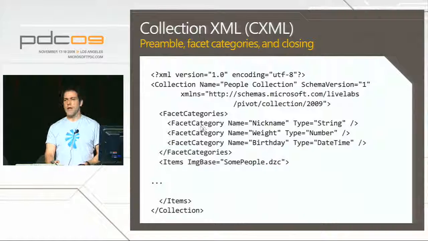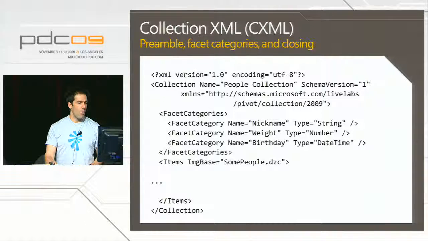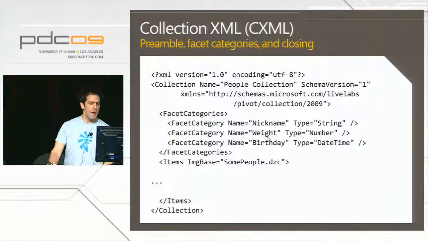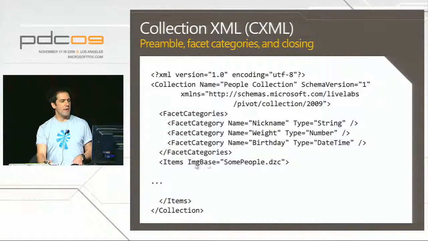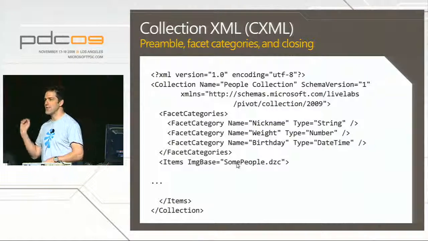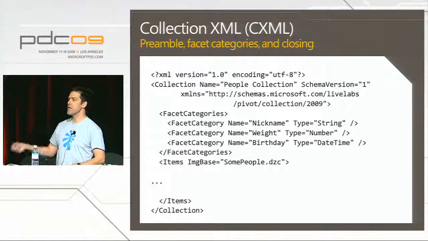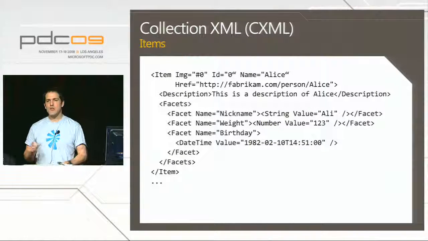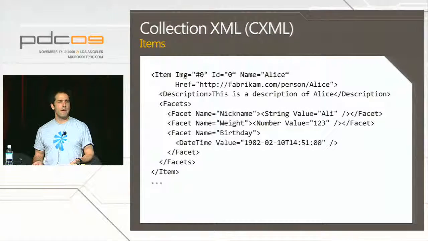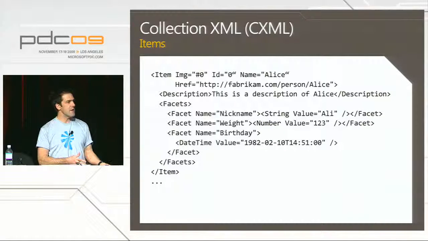We start off by enumerating what our facet categories are. So in this example, I'm imagining a situation in which we have facet categories that are describing people. One facet category would be the nickname, their weight, their birthday. And then within the XML, I have a reference pointing to a source DZC for the underlying visual assets. Once that's done, I can then enumerate what are effectively property value pairs between my facet categories and my items.